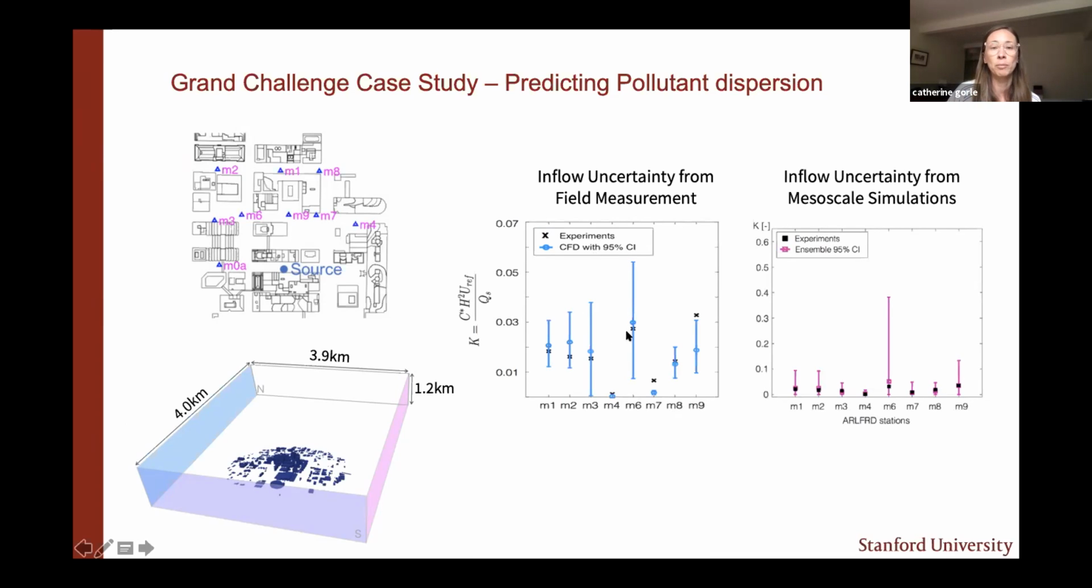And you see that we get pretty good predictions of these mean concentrations, right? When you compare the markers, our confidence intervals also give a pretty good representation. So that worked very well.